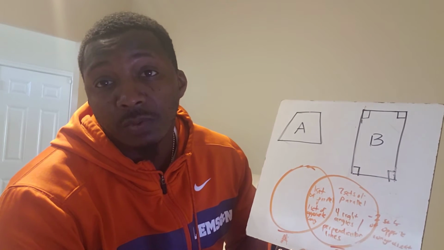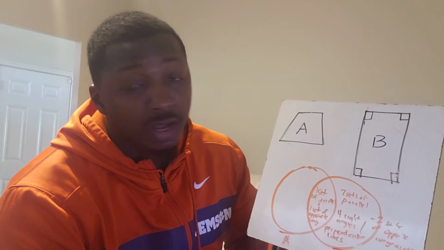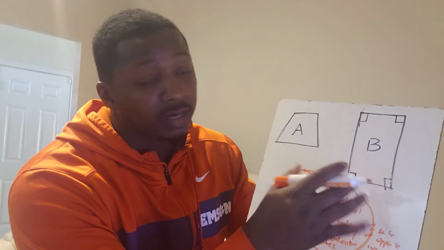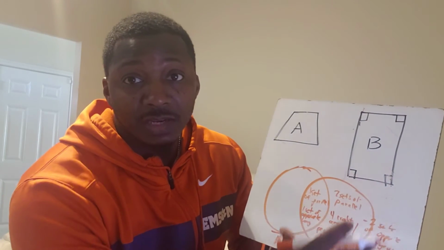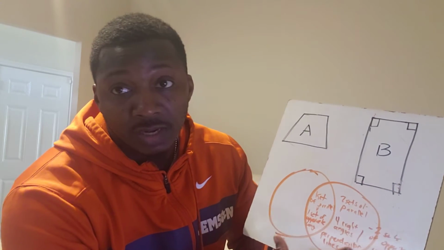Now today I used a Venn diagram to kind of discuss the different attributes of the shapes. And usually the easier way to do this is to just create a list, create a T-chart where you have shape A, shape B, and you put one in the middle for both. That's the easier way to do it, because you notice that we have so many attributes that are starting to come outside of the circle.